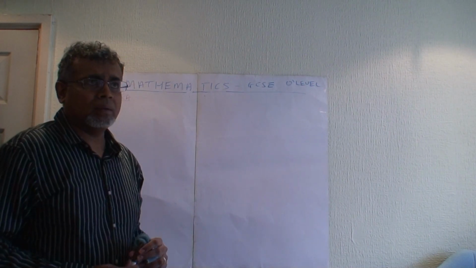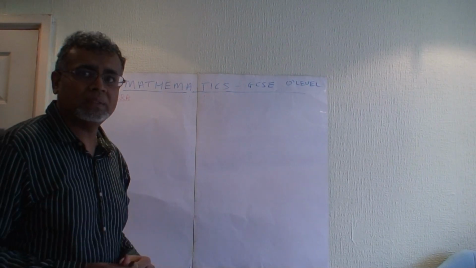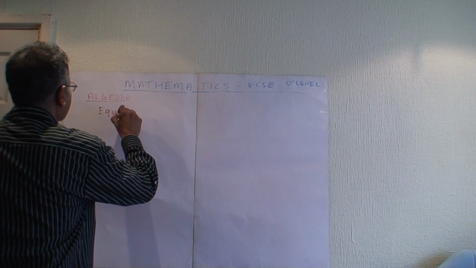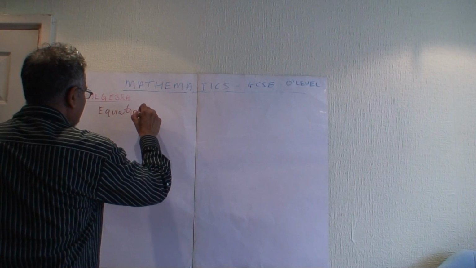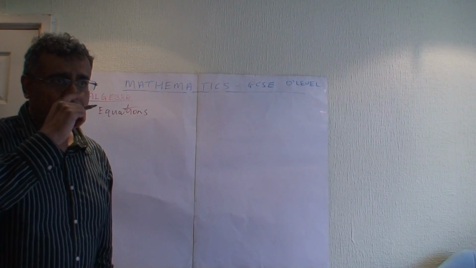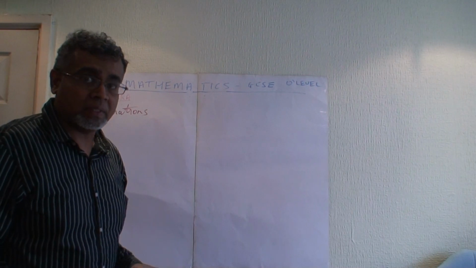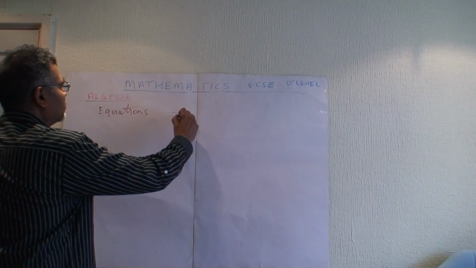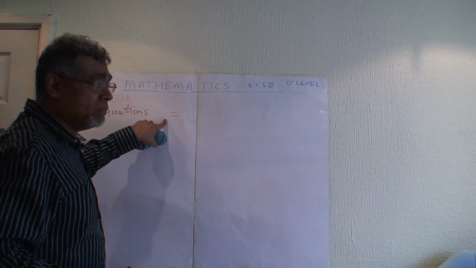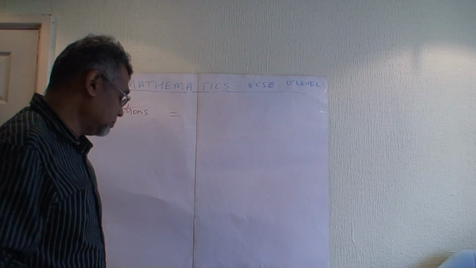We're going to look at algebra again, and we're going to look at what is known as equations. Now, an equation is like an expression used in algebra where you have the equal sign in it. So what does it mean? Whatever value you have before the equal sign is equal to the value after the equal sign.